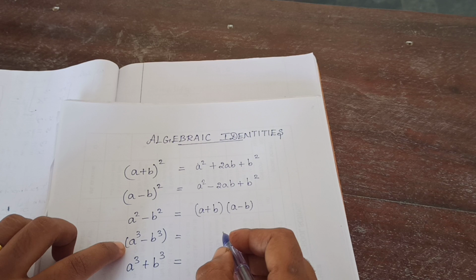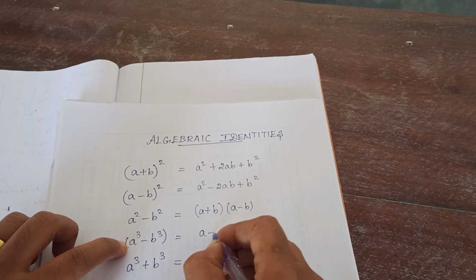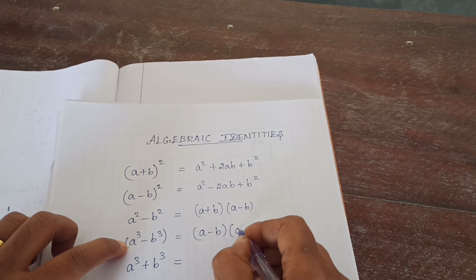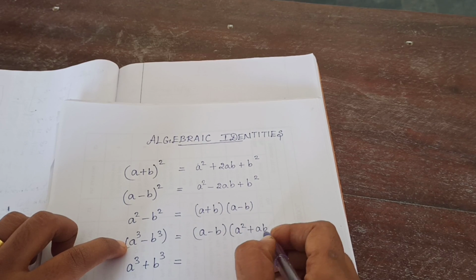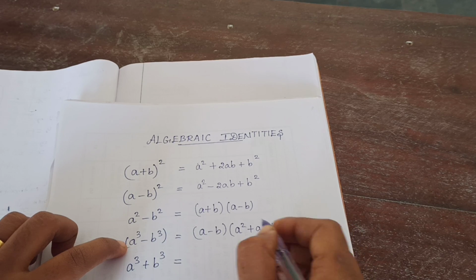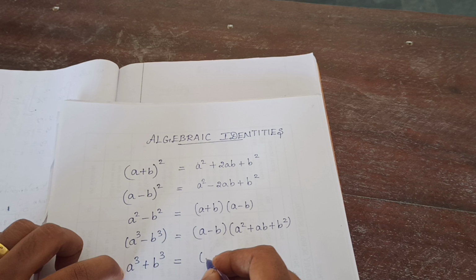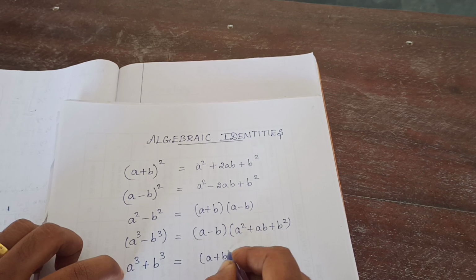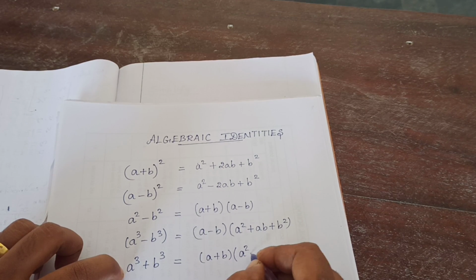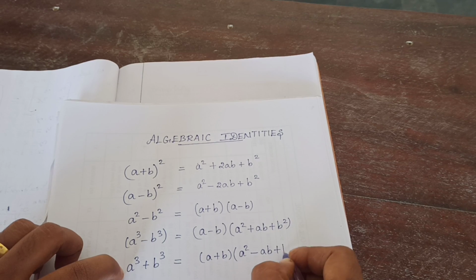Okay, let's come to the next one. A cube minus b cube, a minus b into a square plus ab plus b square. What's the next one? A cube plus b cube, a plus b into a square minus ab plus b square.